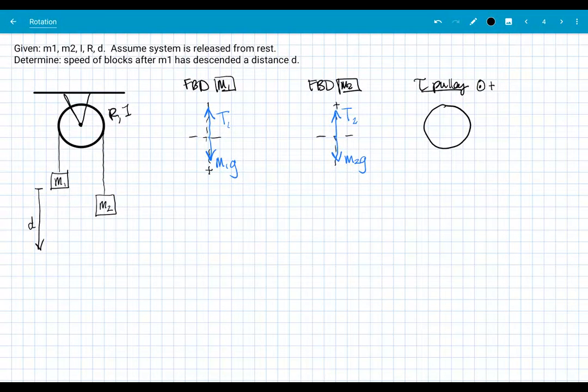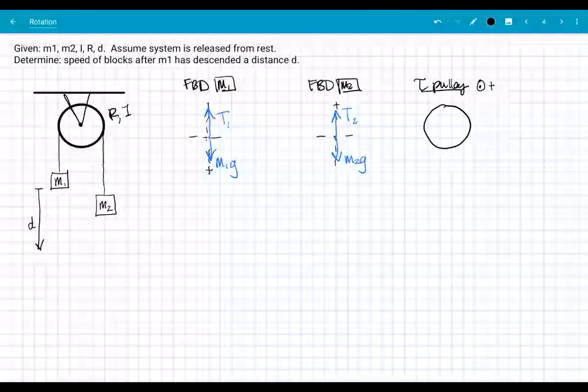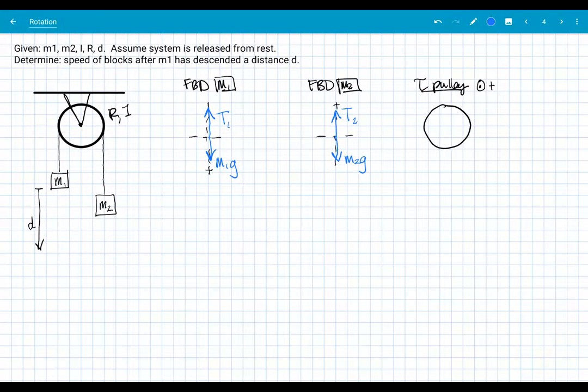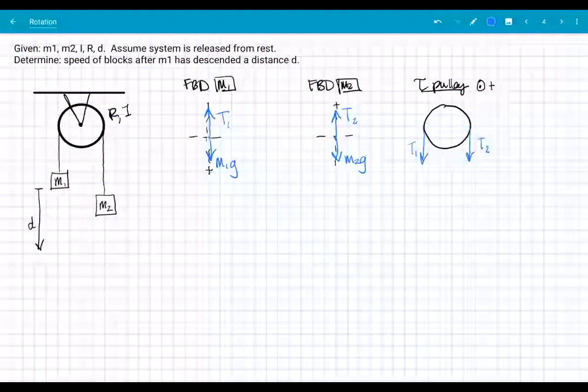Really important to have a sign convention. Torques are vectors, you guys. So be sure you have a sign convention here. All right, so let's now think about what are the forces that are acting on the pulley so I can figure out my torques. So if I look at the pulley, I've got this tension 1 on the left-hand side pulling down, and I've got tension 2 on the right-hand side pulling down.